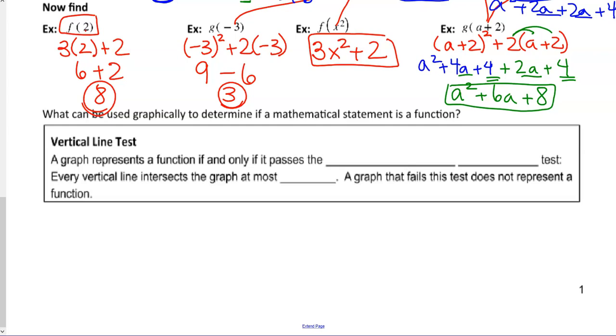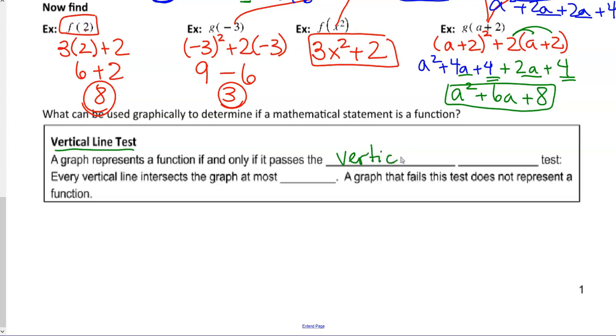But we can have two different x values going to the same y value, and that's okay. Now, how can we graphically determine if we have a statement that is a function? Hopefully you can recall something called the vertical line test, and that is, by definition, that a graph represents a function if and only if it passes the vertical line test.